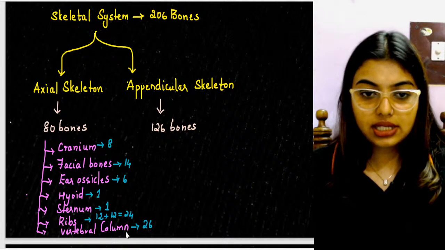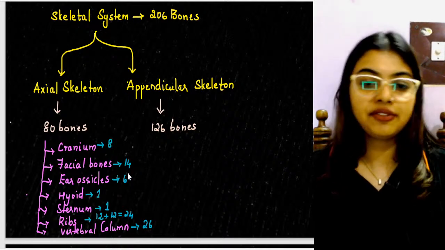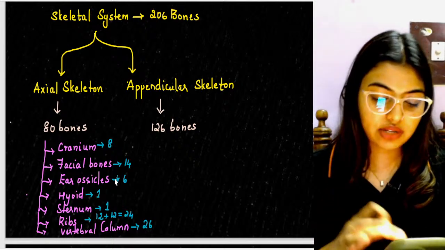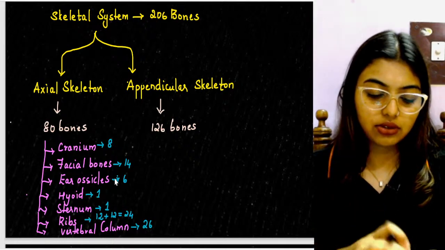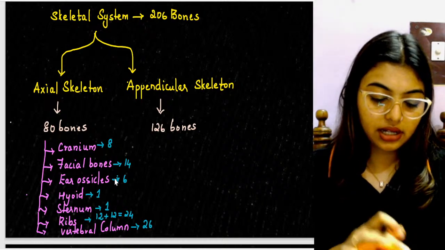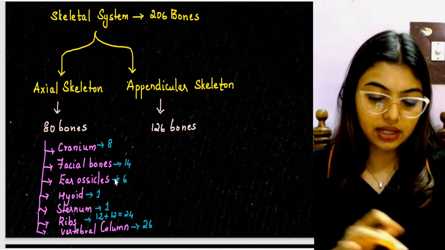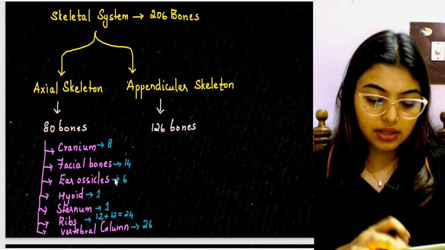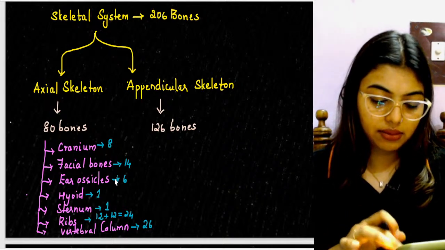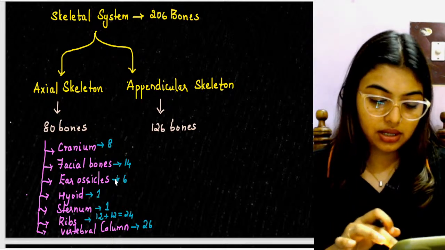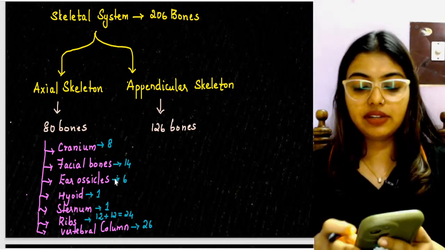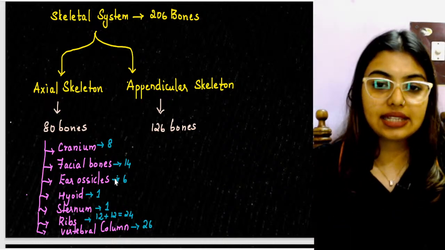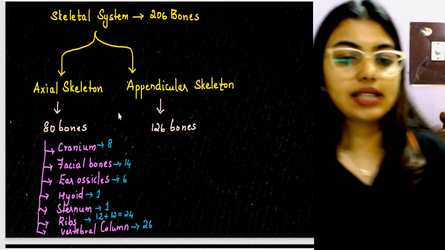Now this is the calculation. Now calculate and tell me if 80 is there. Let me also take my phone and calculate. I always calculate whenever my students are doing it, because sometimes when we write in a hurry, we will miss out on something. 14, plus 6, plus 1, plus 1, that is 22, plus 24, plus 26. Perfect. We have exactly 80 bones in your axial skeleton.